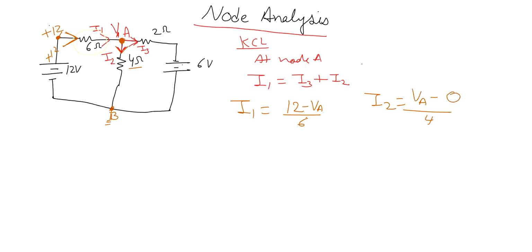Now I3 will be, so I3 is the current that flows through the 2 ohm resistor. So the voltage at one end, that is at point A, and then let's suppose this point is C.